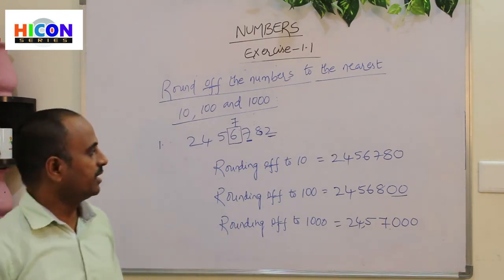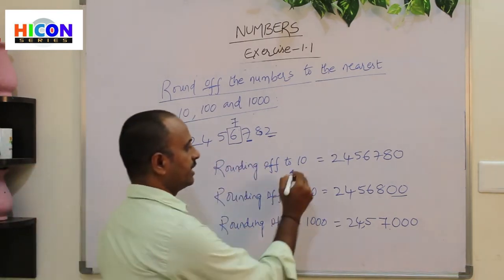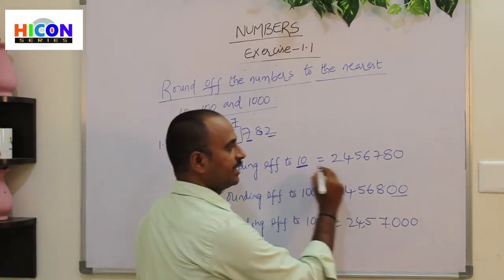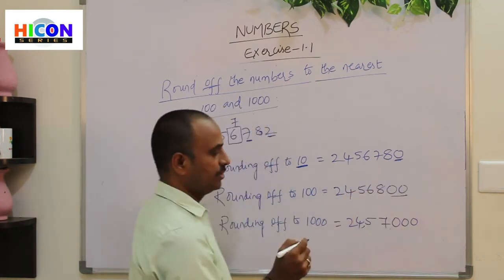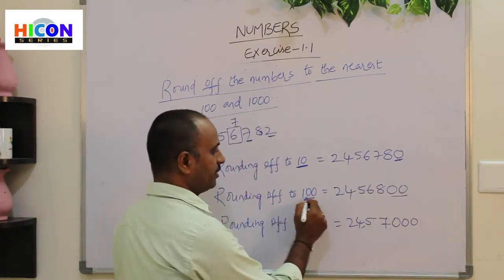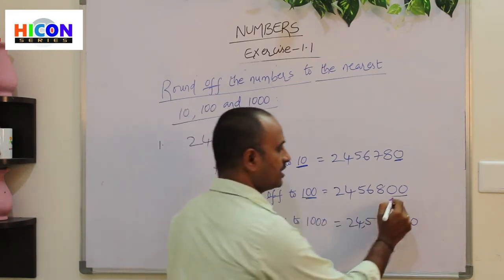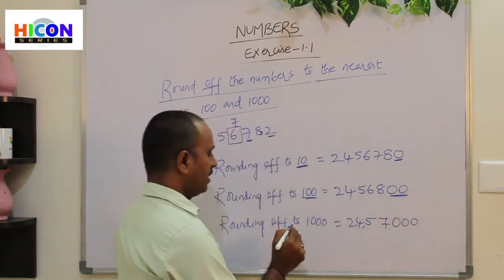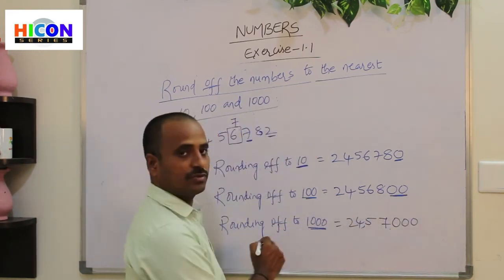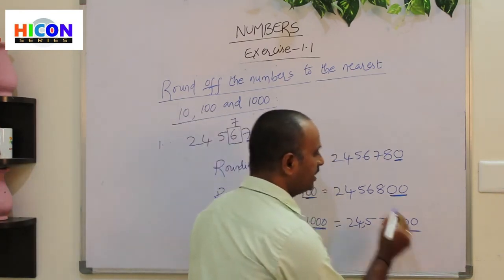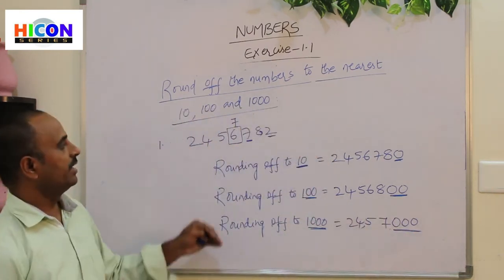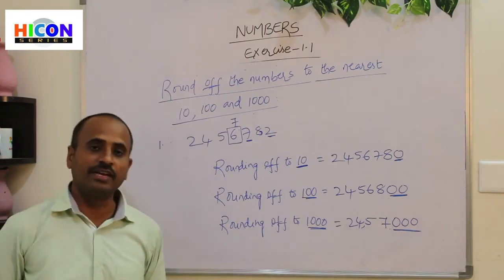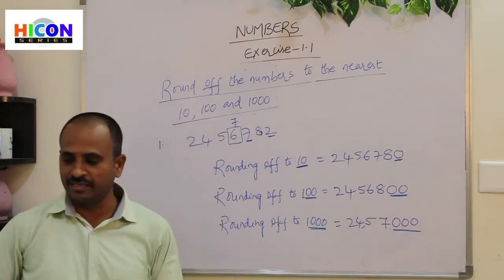24,57,000. So children, let us see carefully. If the given number is rounded to the nearest 10, the answer shall contain 0. And if the given number is rounded off to hundreds, the answer shall contain 2 zeros. And if the given number is rounded off to 1000, the answer shall contain 3 zeros. So this is the way how to round off the given number to the nearest tens, hundreds and thousands.